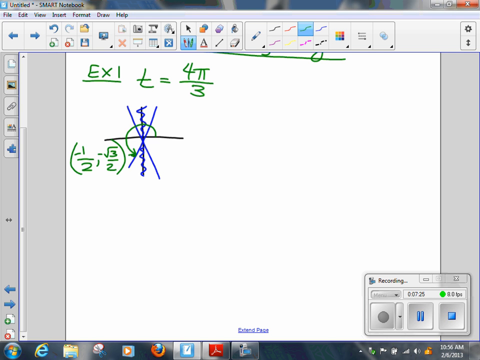I start in the 1st quadrant. 3, 2, 1, and then I have to work my way over. I do it every time. Now, how many calculations do I actually have to make? Just one. Just one. Because I already have 2 of these things up here.